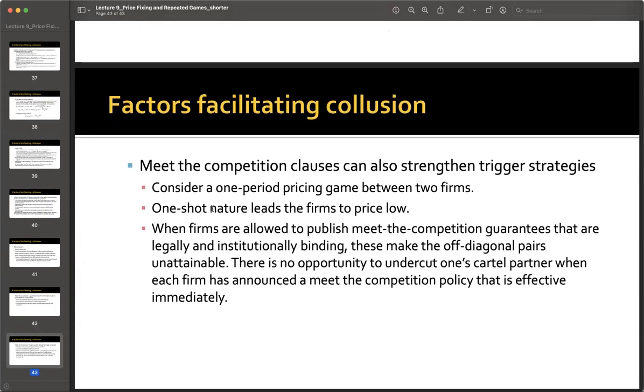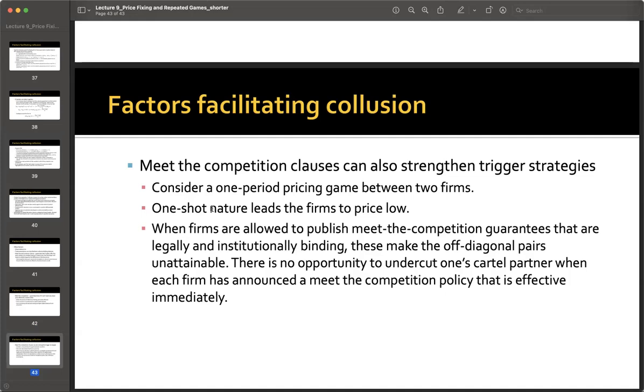Meet the competition clauses can also strengthen trigger strategies. Consider a one-period pricing game between two firms. The one-shot nature leads the firms to price low. When firms are allowed to publish meet the competition guarantees that are legally and institutionally binding, these make the off-diagonal pairs unattainable. So there's no opportunity to undercut one's cartel partner when each firm has announced a meet the competition policy that is effective immediately.